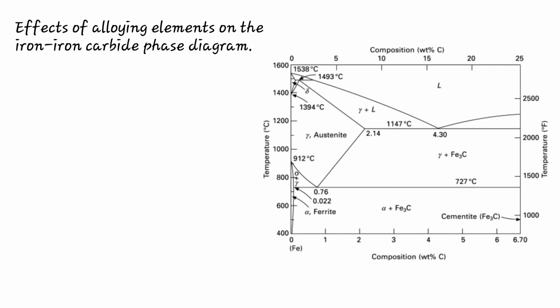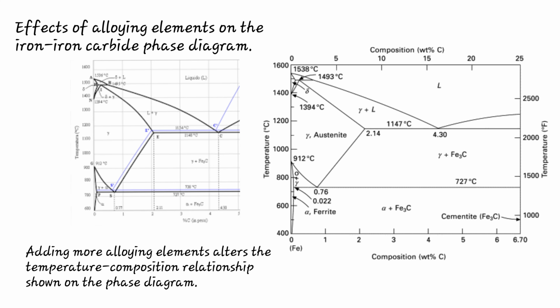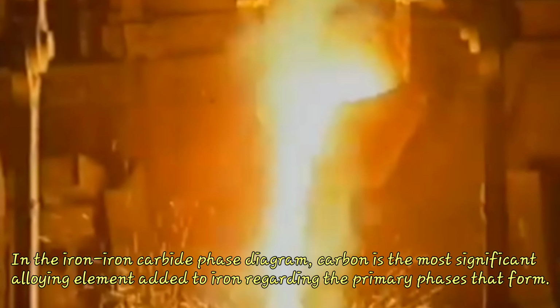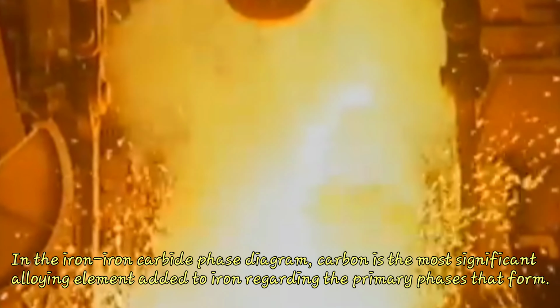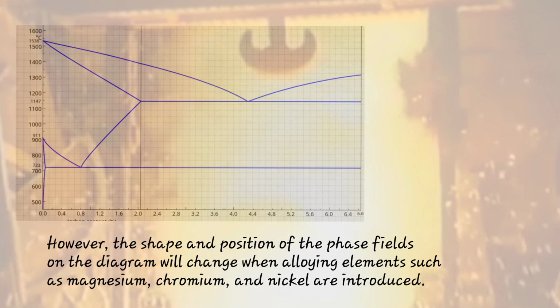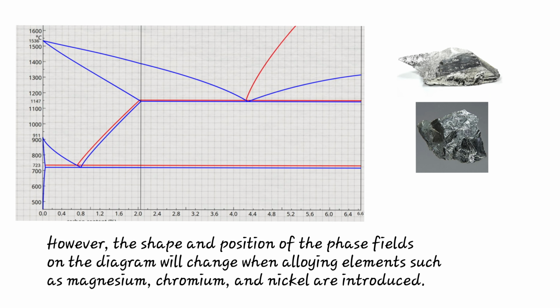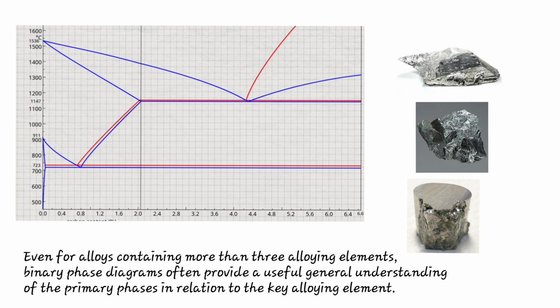Effects of alloying elements on the iron-iron carbide phase diagram. Adding more alloying elements alters the temperature composition relationship shown on the phase diagram. In the iron-iron carbide phase diagram, carbon is the most significant alloying element added to iron regarding the primary phases that form. However, the shape and position of the phase fields on the diagram will change when alloying elements such as manganese, chromium, and nickel are introduced. Even for alloys containing more than 3 alloying elements, binary phase diagrams often provide a useful general understanding of the primary phases in relation to the key alloying element.